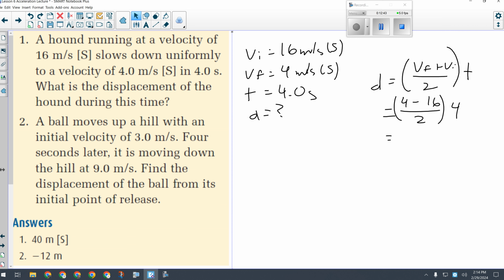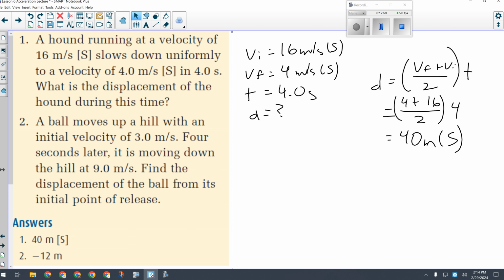Oh, sorry, why am I doing subtraction? Why is that coming out negative? Sorry, 20 divided by 2 is 10, times 4 is 40 meters. Sorry, guys, 40 meters south would be my total displacement there. Sorry, I don't know why I was subtracting on that.